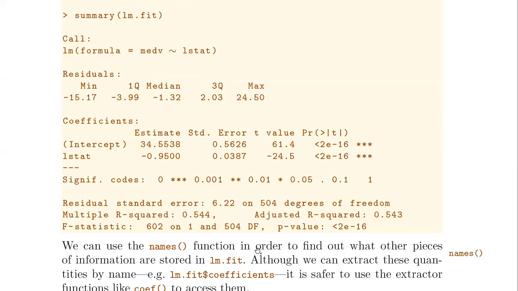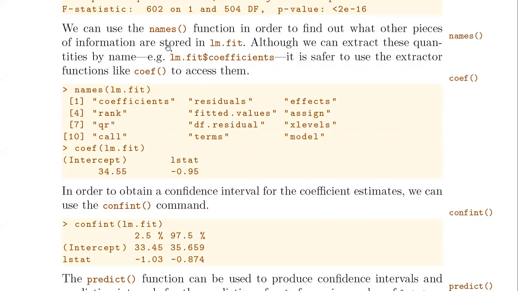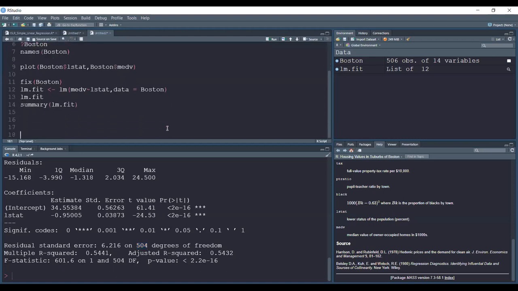And this is exactly what we've just looked at. We can use the names function in order to find out what other pieces of information are stored in lmfit. Although we can extract these quantities by name, for example lmfit$coefficients, which is usually what I do, it is safer to use the extractor functions like coef to access them. Interesting. Okay, so it's not something I've ever done myself.